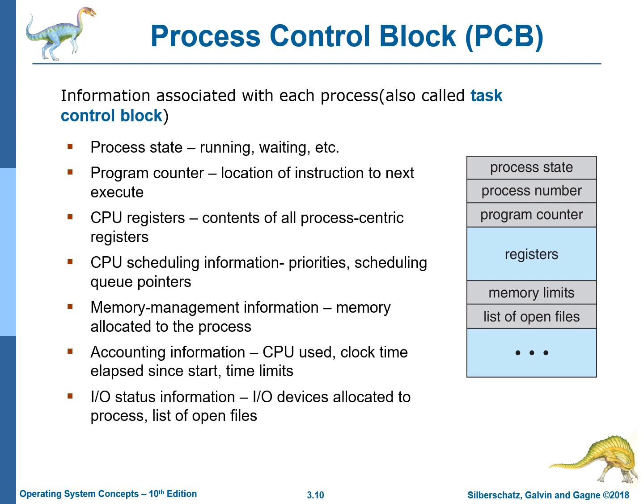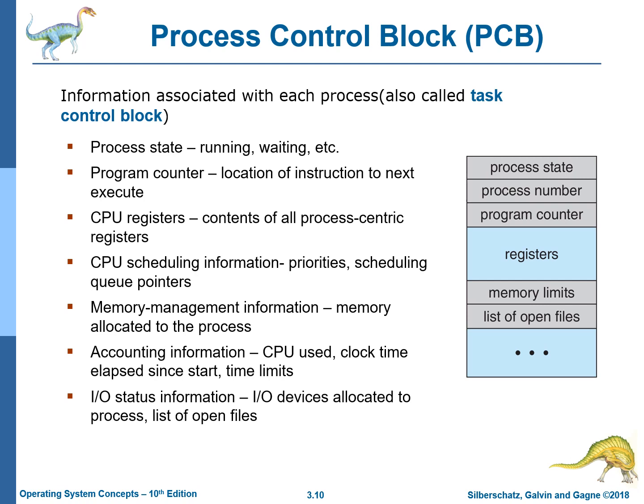Next, we have CPU scheduling information. This information includes a process priority, pointers to scheduling queues, and any other scheduling parameters. And we have memory management information. This information may include such information as the value of the base and limit registers, the page tables, or the segment tables, depending on the memory system used by the operating system.